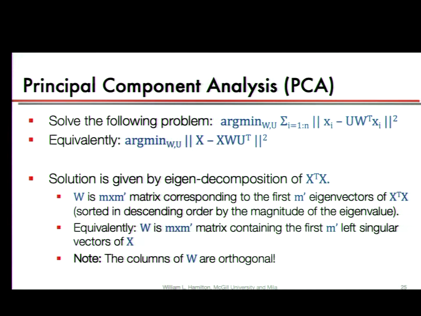And the other thing here is that, again, we want W to compress things. So if we just got the eigen decomposition and kept all the eigenvectors, we wouldn't be compressing things at all. So we keep the top m prime eigenvectors, and the top according to the magnitude of their eigenvalue.